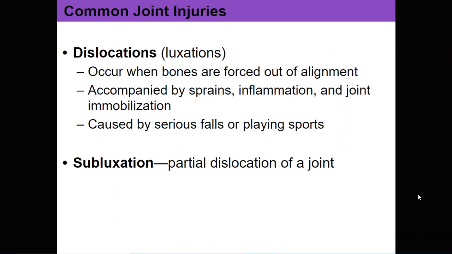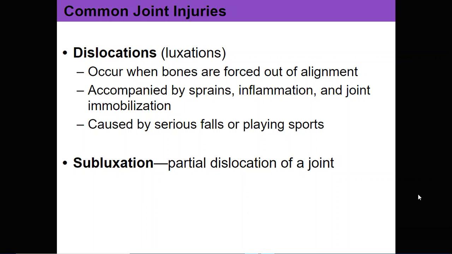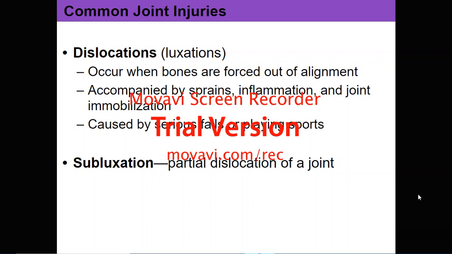Dislocations occur when the bones are forced out of alignment. It's usually accompanied by sprains, inflammation, and difficulty in moving the joints. They're usually the result of a serious fall or contact sports. Common places that they occur: joints of the jaw, your shoulder joints, fingers, and thumbs are the most common dislocations.